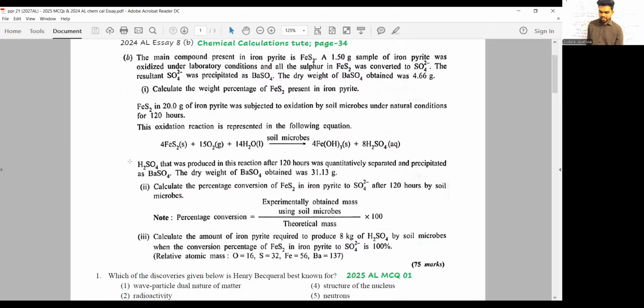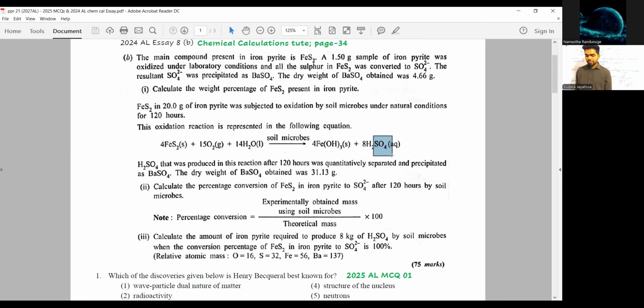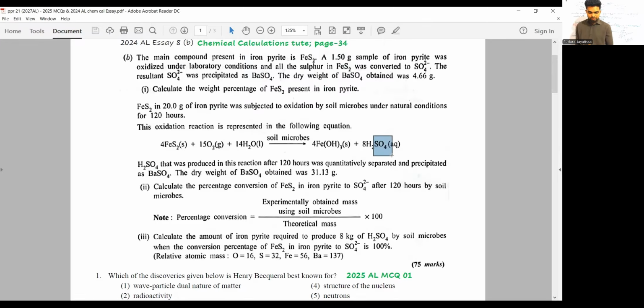It is telling us the sulfuric acid that was produced in this reaction after 120 hours was quantitatively separated and precipitated as barium sulfate. So the same procedure is followed. All the sulfate ions here are precipitated as BaSO4. The dry weight of barium sulfate obtained was 31.13 grams. Because we are using more grams, earlier we used 1.5 grams and got 4.66. But now we are using 20 grams of iron pyrite and getting 31.13 grams of barium sulfate.